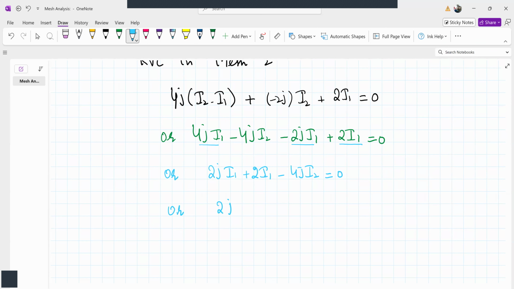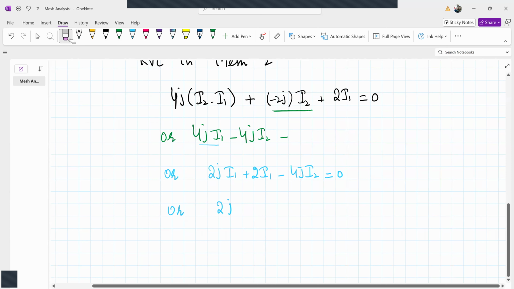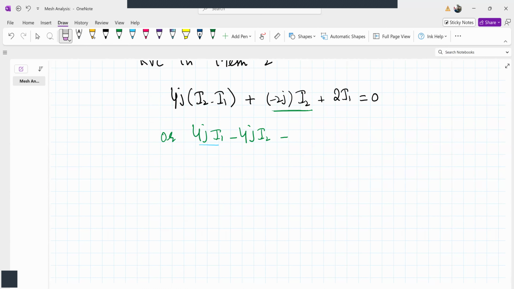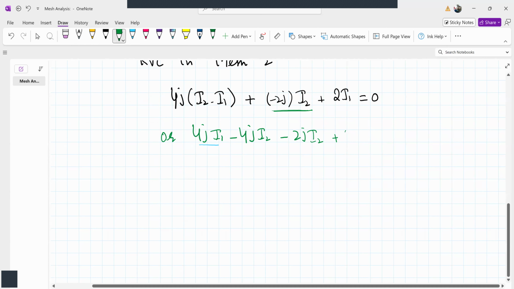Okay, I think I have forgotten one term here. This term. This is actually I2. Okay, I have written this wrong. This is minus 2j I2 plus 2I1 is equal to 0.